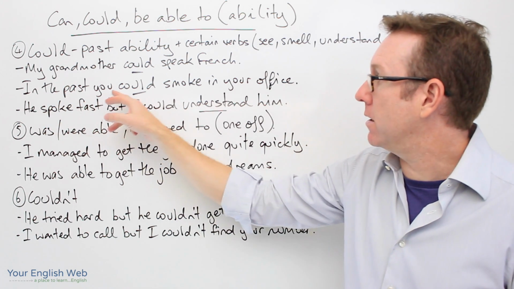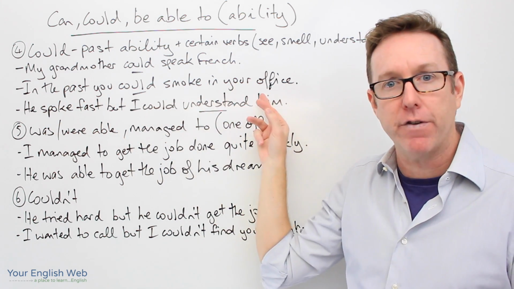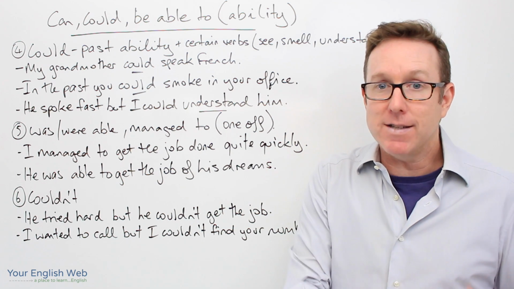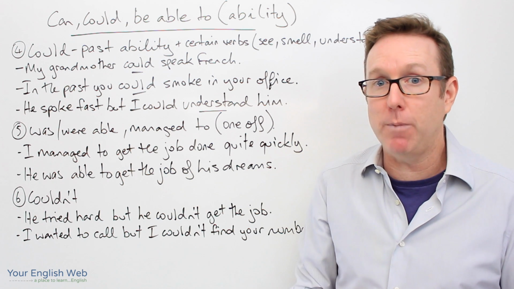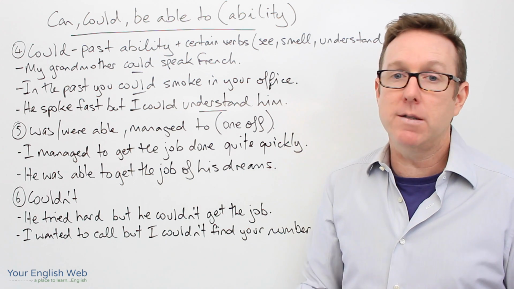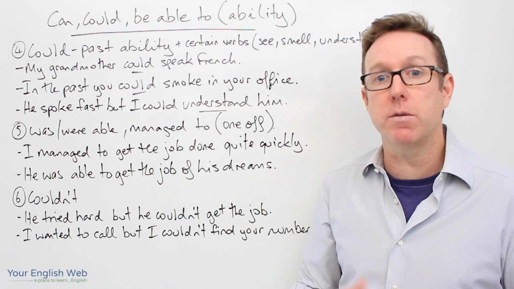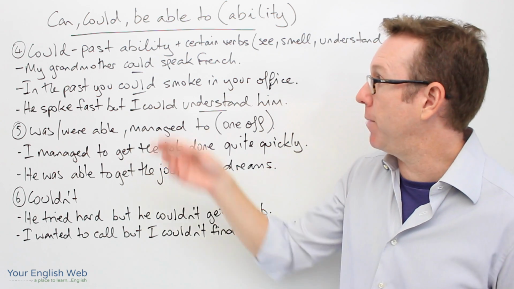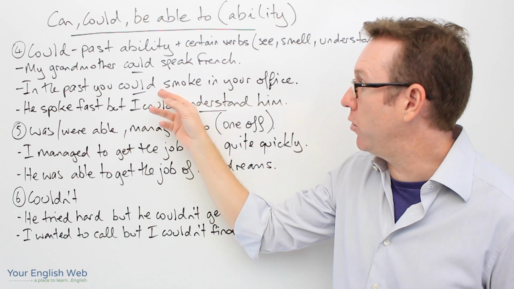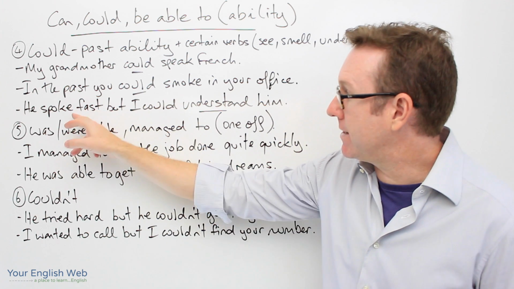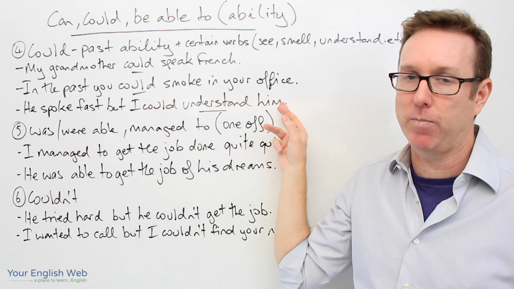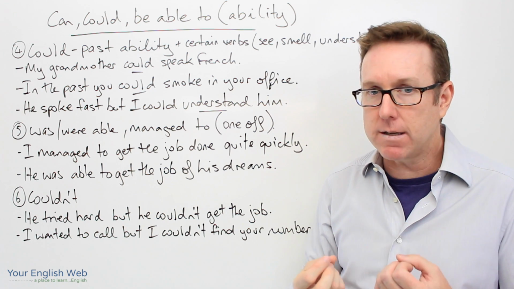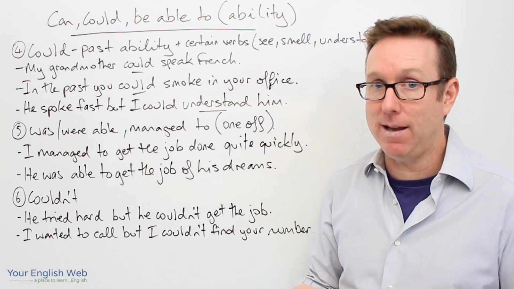In the past, you could smoke in your office. Okay. In the 1970s, in the 1980s, even in the 1990s perhaps, people used to smoke cigarettes in their office. So you could smoke in your office, okay? People had the ability to do that before. And this example here, he spoke fast, but I could understand him, okay? He spoke fast, but I could understand him.